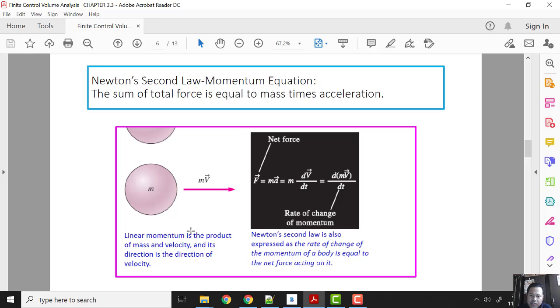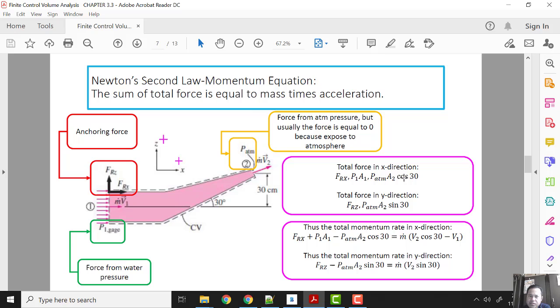Alright. So the linear momentum is a product of mass and velocity, and its direction is the direction of velocity. For example, we have here a mass moving to the right with a velocity v. So the momentum of the mass here is m times the v vector. The net force is equal to mass times acceleration, or we can also write it as the rate of change of momentum. Newton's second law is also expressed as: the rate of change of momentum of a body equals the net force acting on it.